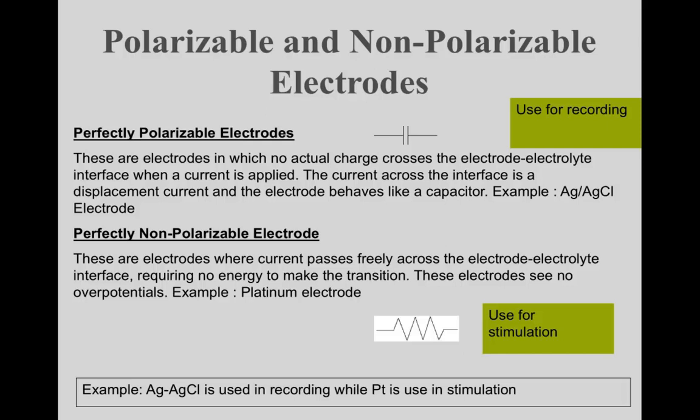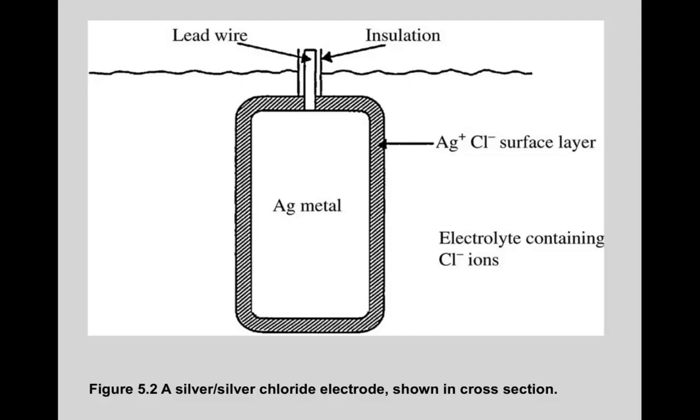Typically, these electrodes are not used for acquiring data. They tend to be used for stimulation. So if you've ever had an injury and you've had to have E-stim done, then probably you had a perfectly non-polarizable electrode applied in order to deliver that E-stim. Platinum is a common material used in stimulation electrodes, non-polarizable electrodes.